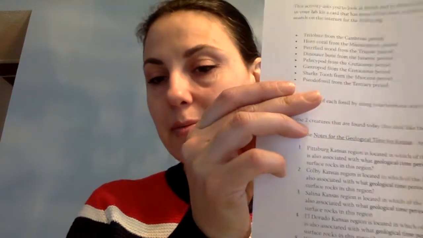Then the next part of the lab talks about geological time for Kansas, and you have a link that you need to click on and read some of the information related to 4 different towns in Kansas, and there are 3 questions that you need to answer for each of those. So Pittsburgh, Kansas, Colby, Salina, and El Dorado, Kansas. The first question you need to answer is which physiographic region the town is located in, what geological time period they are associated with, and how old approximately the surface rocks are.